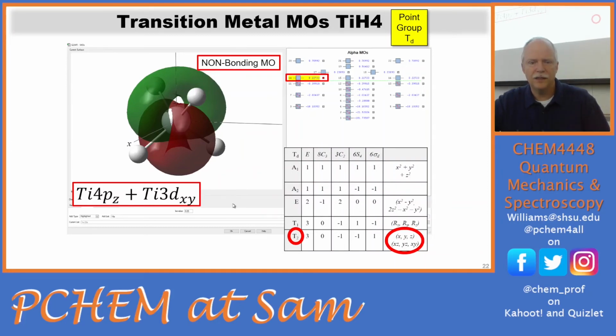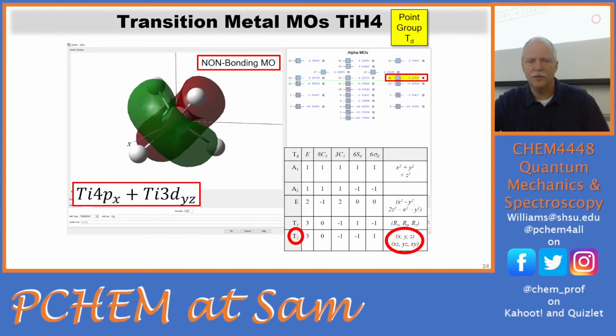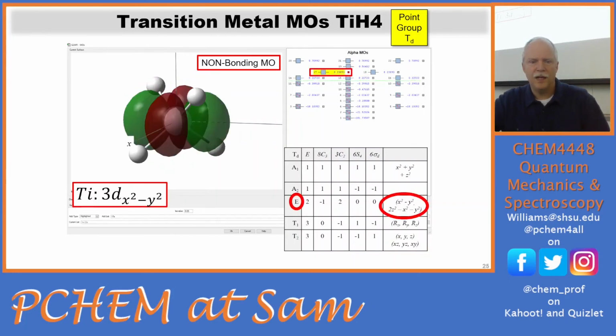Here's, again, similar mixing of that pz and the dxy on the titanium. And this is the non-bonding molecular orbitals. And then we get into some of the ones that are easier to understand. So here's the x squared minus y squared. Again, that's coming out of the face of that cube.